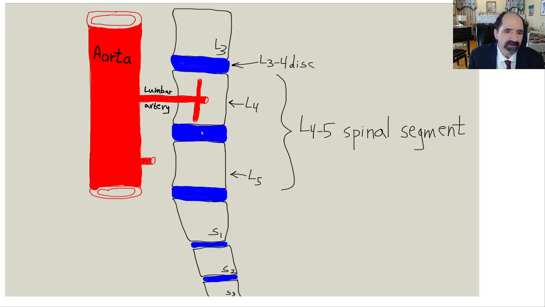When the disc starts to fail, you get cracks in the outer layer. We'll see a better picture of it in a moment, but the outer layer of the disc is called the annulus fibrosus. The center is called the nucleus pulposus. The annulus fibrosus around the periphery is like a steel-belted radial tire, and it keeps the soft jelly donut, like a filled jelly donut, in place.